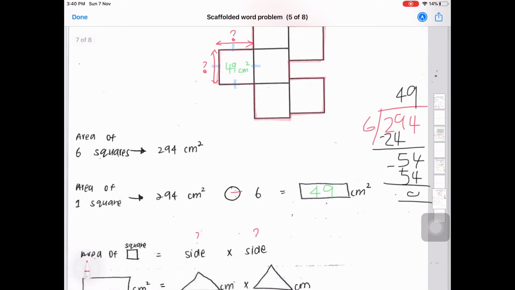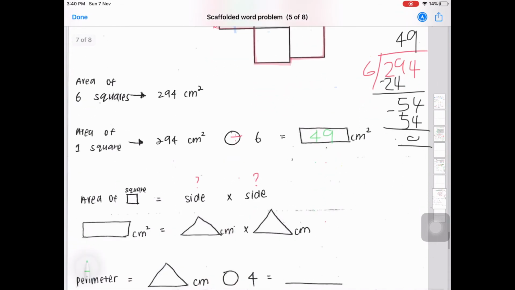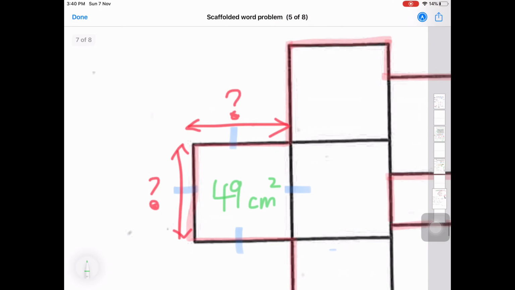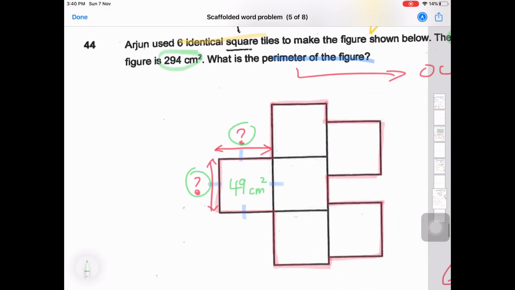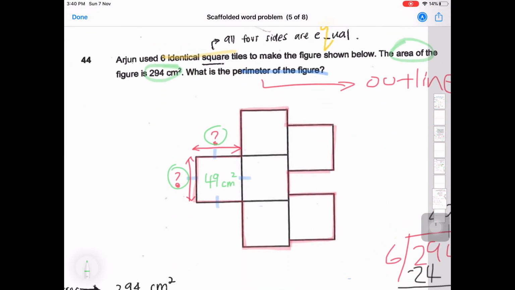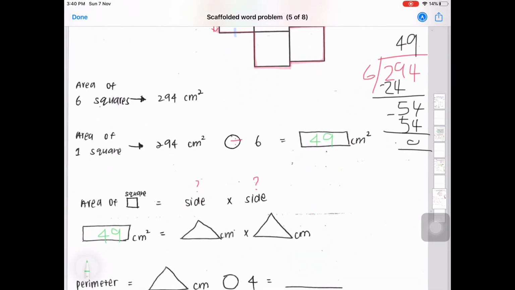Side times side. But we do not know what the side is. However, we know that the area is 49. And the side, which is the question mark, has the same number, because these 2 question marks here are the sides of a square. And all 4 sides of a square are equal. It means that it has the same number. So this means we are going to use square numbers.